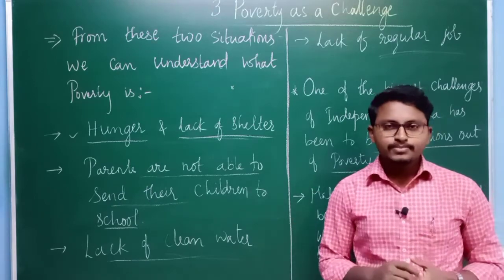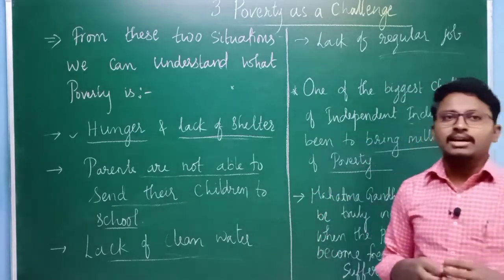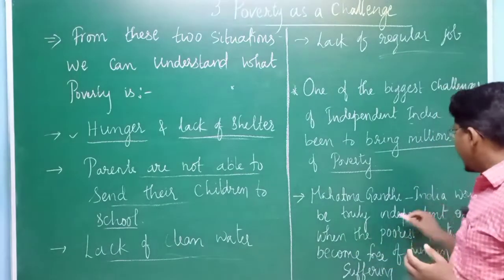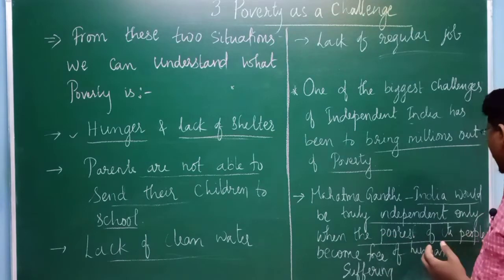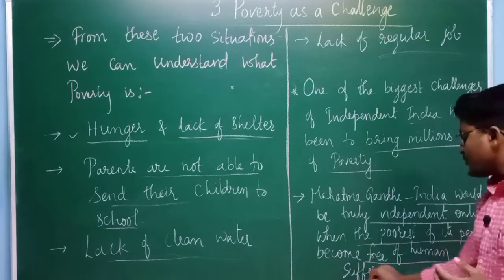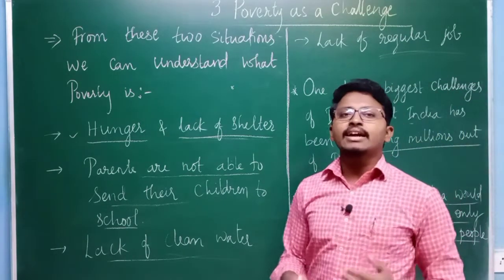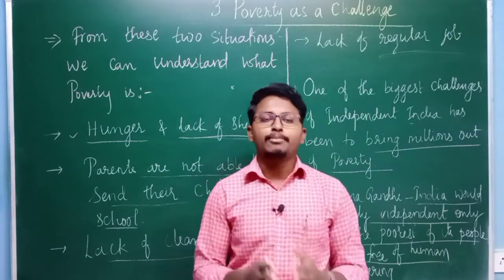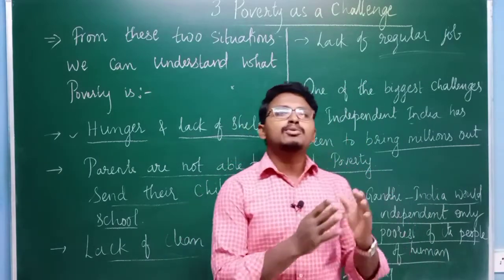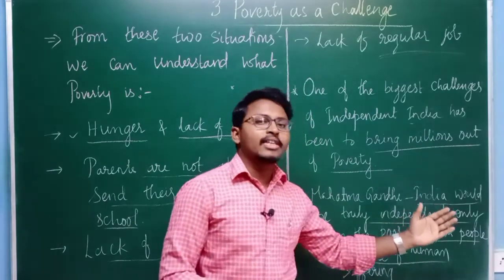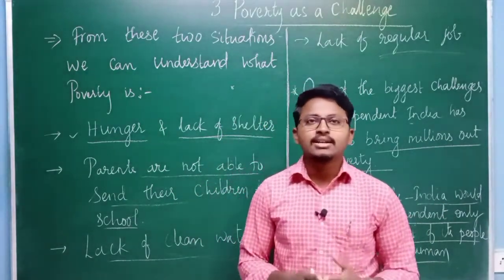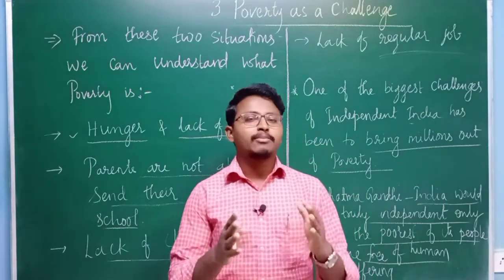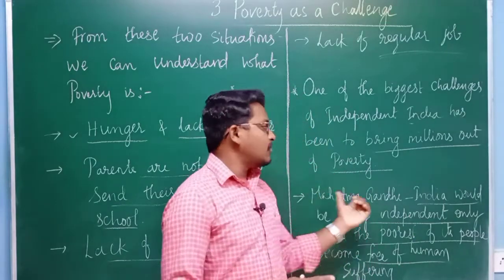Even the father of our nation, Mahatma Gandhi, said that India becomes truly independent only when the poorest of its people become free of human suffering. That means India can be declared a completely independent country only when the poorest of the poor come out of all human sufferings, according to Mahatma Gandhi.